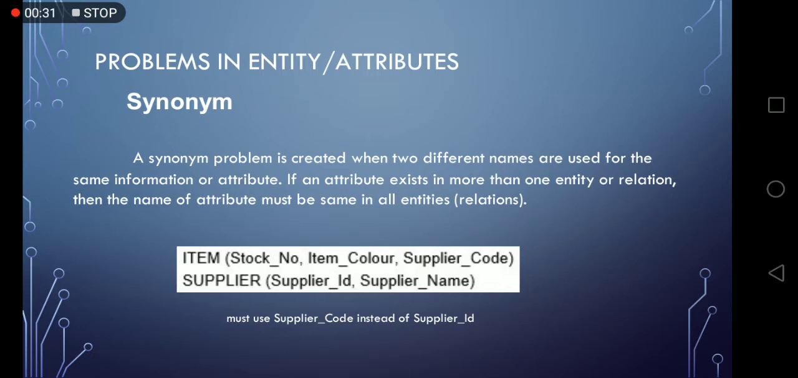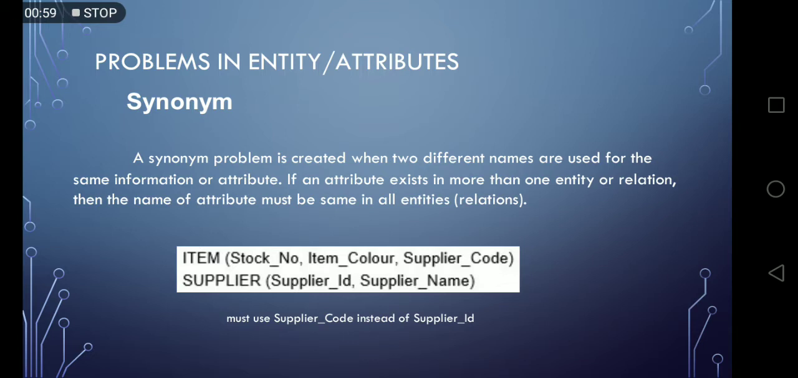Synonym. A synonym problem is created when two different names are used for the same information. If an attribute exists in more than one entity or relation, then the name of attribute must be same in all entities or relations. For example, here we can see that we have two tables, item and supplier.